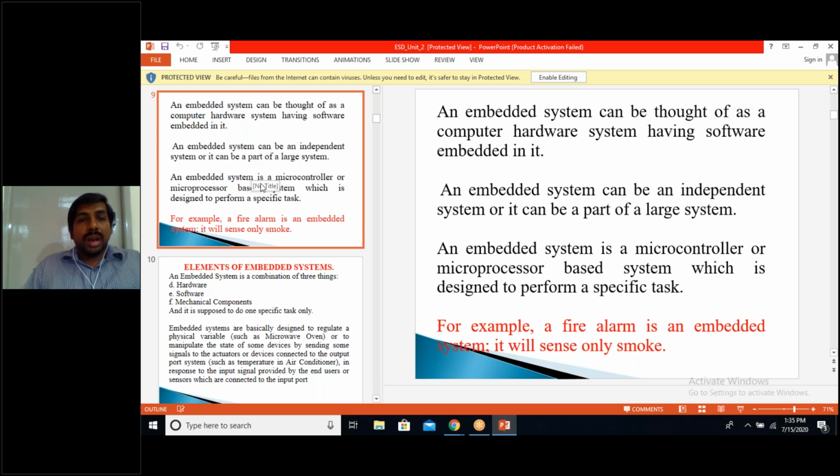So what is the hardware? That hardware is a microcontroller or microprocessor, and it is doing a specific task. What does specific mean? An embedded system designed for one purpose will not be used for another purpose, such as a fire alarm, which is an embedded system that will detect only smoke. It will not do any other task.